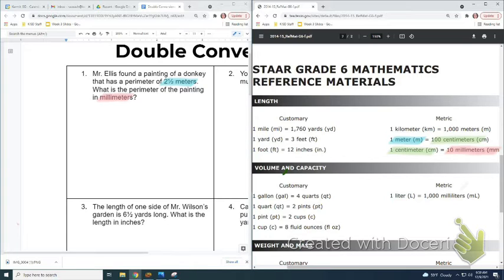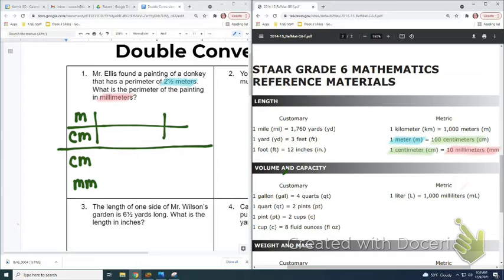So we're going to go ahead and set up our two ratio tables. I start out by labeling everything first before I even draw the lines for the ratio tables. So I know that I'm starting at meters and I need to change it to centimeters, and then from centimeters I have to change it to millimeters. So those are my labels for my two. So I'm going to set mine up from there. So I've created two ratio tables.